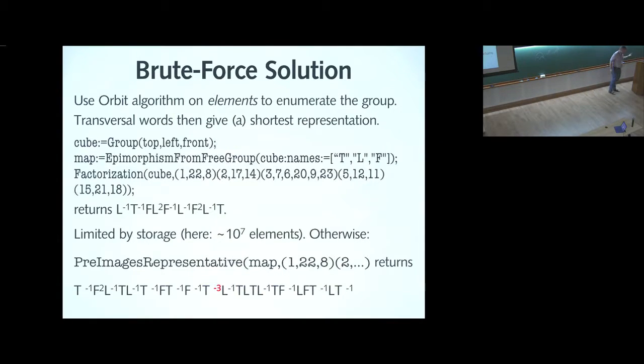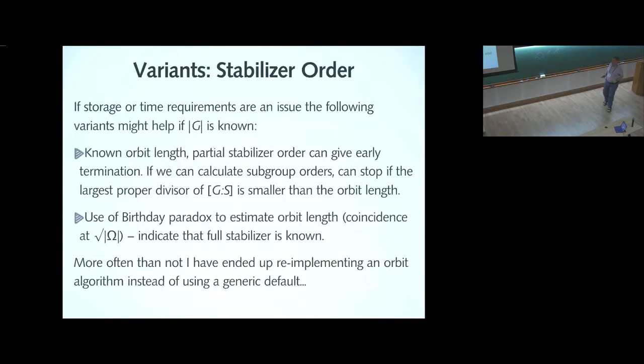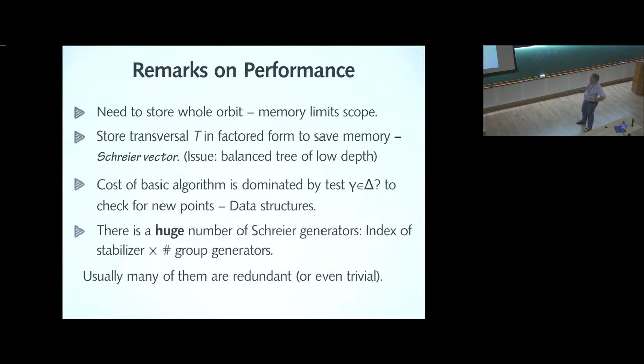Yeah, one can help the stabilizer calculation in some cases. For example, if we know the order of a stabilizer, this gives us early stop criteria. Maybe for time reasons, I'll skip this. But let's briefly look at this orbit stabilizer calculation.